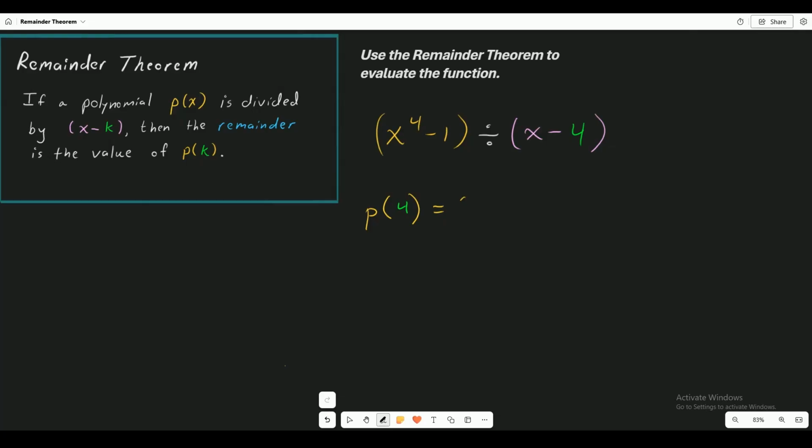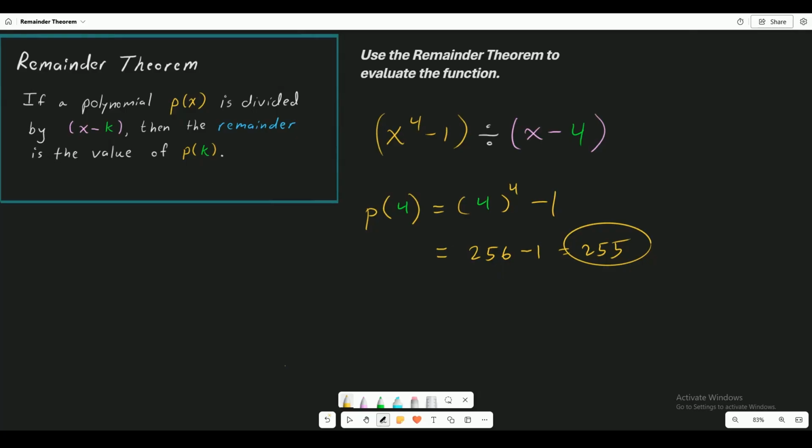So let's calculate 4 to the 4th power minus 1. We get 4 to the 4th power, which is a big number, 256. 256 minus 1 is 255. This is the remainder right here. It's not 0, so x minus 4 is not a factor. Womp womp.